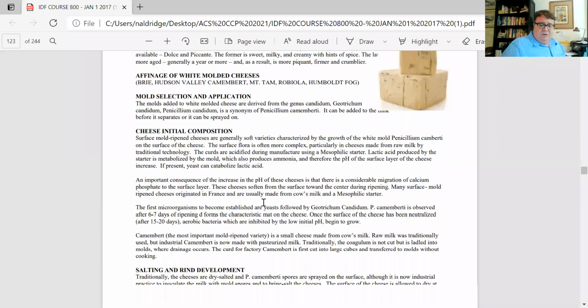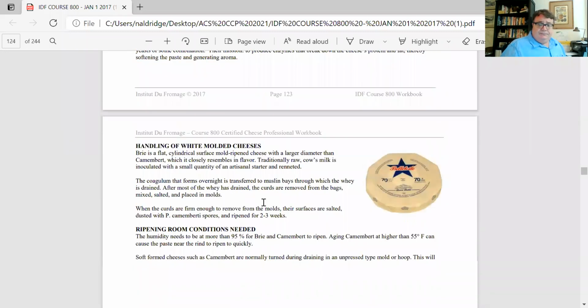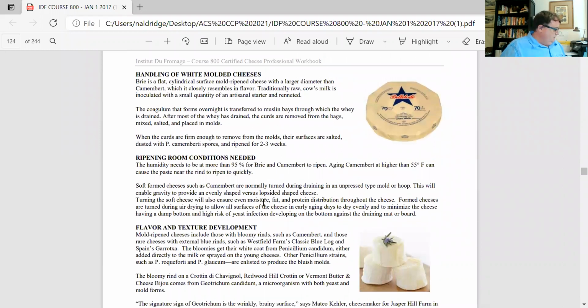So let's keep going to 124. Handling of moldy cheeses. For ripening room conditions, the humidity needs to be at more than 95% for brie and camembert to ripen. That seems like an interesting fact.